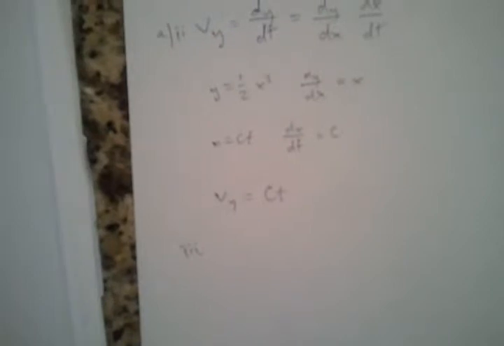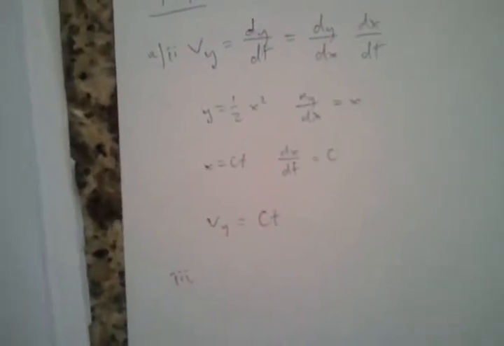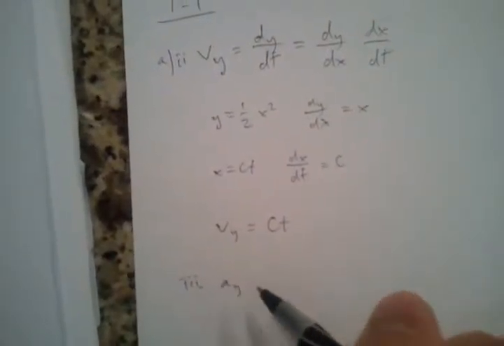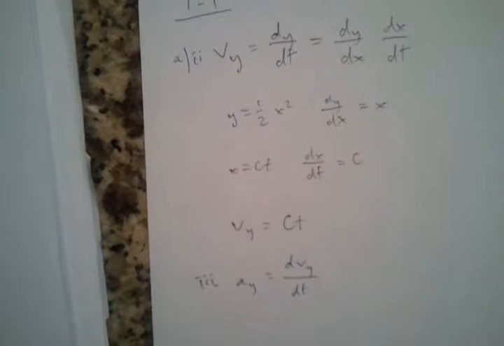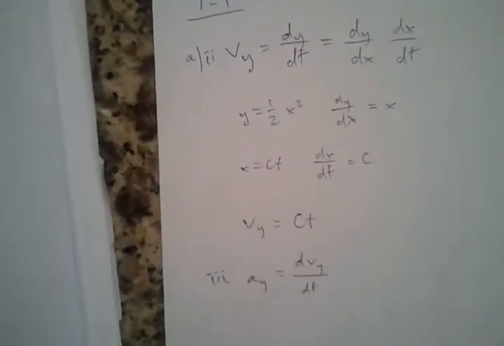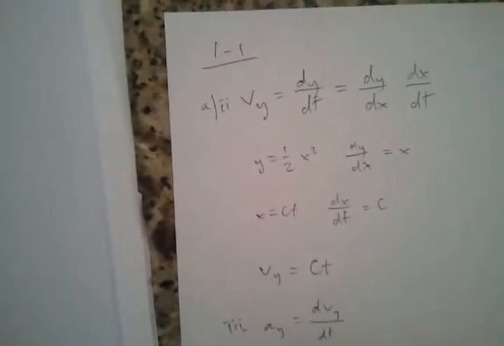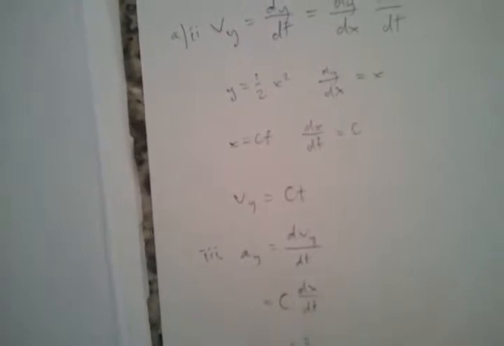For part 3, you need to determine the y component of the particle's acceleration. So the acceleration is the derivative of the velocity, so acceleration in the y direction is equal to dvy over dt, which is equal to the derivative of ct right here. So c is a constant, so you can just bring it out into the front. It's equal to c times the derivative of x over dt, which is dx over dt. And you already calculated it right here, it's just c. So this now equals c squared. So now we will move on to part B.